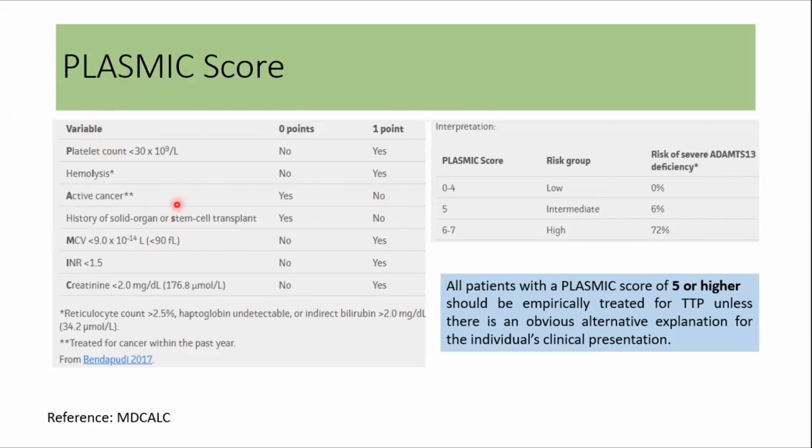So this is the PLASMIC score. In the PLASMIC score, the variables which are used include platelet count, hemolysis, active cancer, history of solid organ or stem cell transplant, MCV less than 90, INR less than 1.5, creatinine less than 2.0. If the total score is above 5, then patients should be empirically treated for TTP unless there is an obvious alternative explanation for the individual's clinical presentation. So before we get the results of the ADAMTS13 activity, we can start the treatment based on the PLASMIC score.